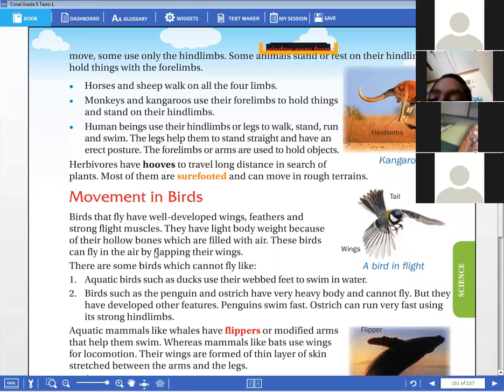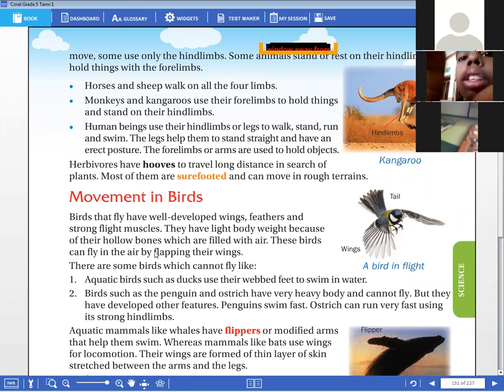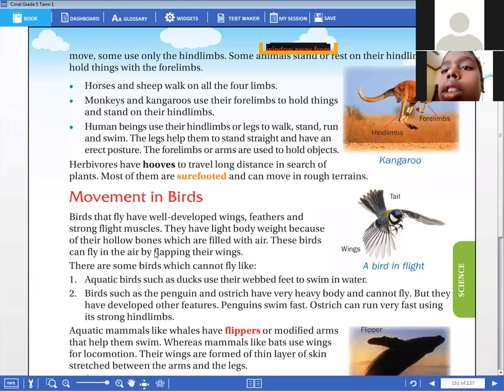Like frogs. Frogs' legs are also webbed legs. Crocodiles also have slightly webbed legs. Like that, they have webbed feet. So with a paddle-like structure, they can swim easily by flapping like this, by moving the leg. Birds such as the penguin and ostrich have a heavy body and cannot fly.